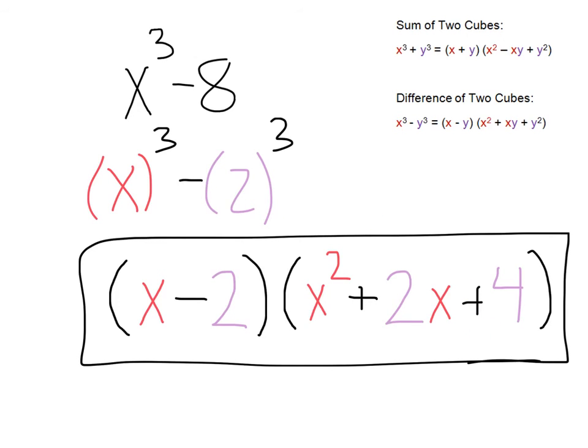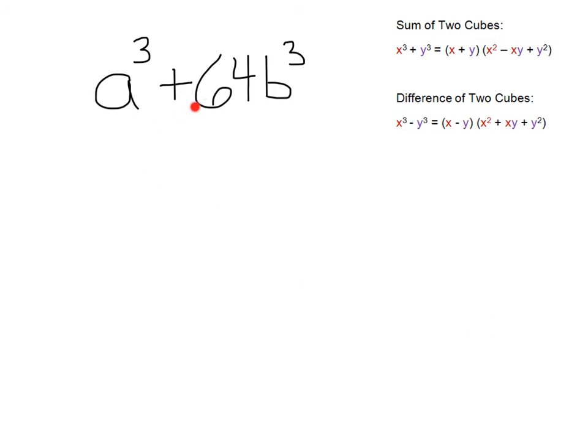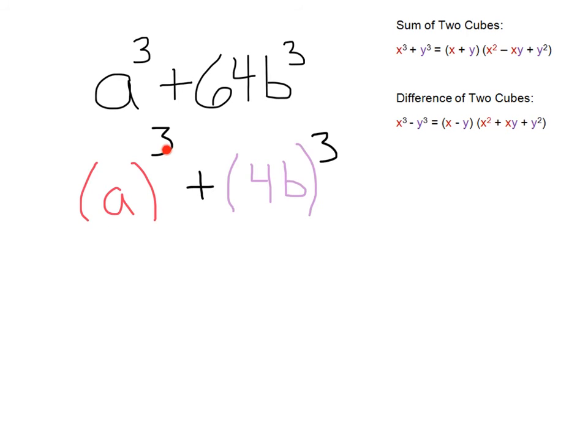Okay, how about a cubed plus 64b cubed? First, I'm going to rewrite this using cubes. That's going to be a cubed plus 4b cubed. 4b times 4b times 4b is 64b cubed. From here, let's go ahead and use our sum of two cubes, or if we can remember it, we know same, opposite, positive. We can write out our answer.